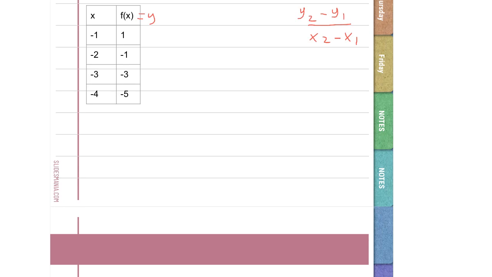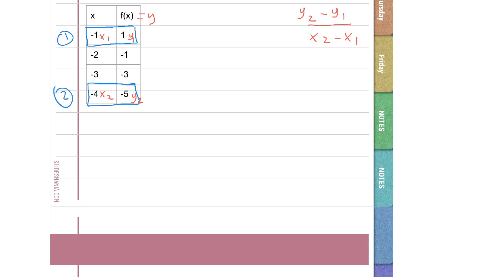So now that I did that, I'm going to go ahead and pick 2 points. Again, it can be any 2 points. I'm going to go ahead and pick that one, and let's do the last one. So this is my point 1, this is my point 2. Now I have to label them. So this is x1, y1, and this is x2, y2. All right, so now I can use my formula.